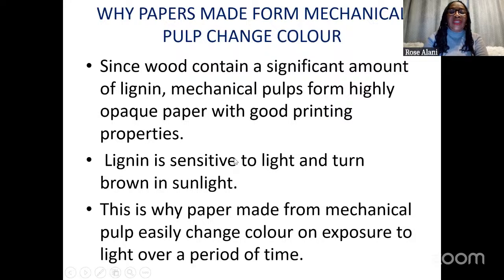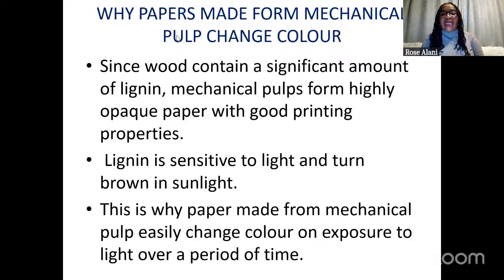So, the change in pulp color, what is responsible? I've mentioned this before, that since wood contains a significant amount of lignin, mechanical pulps form highly opaque paper with good printing properties. The paper that is made from mechanical pulp will change color, because of the lignin that is there.